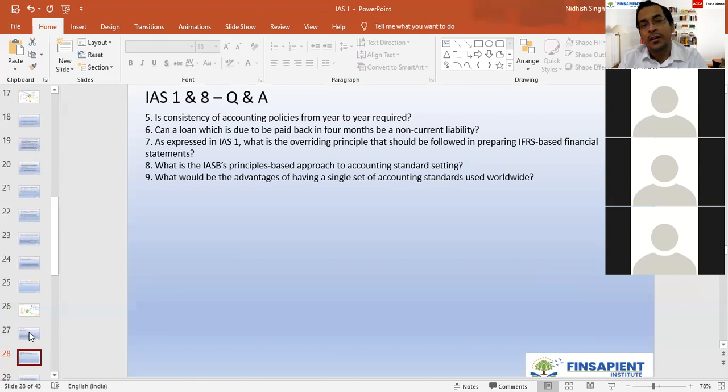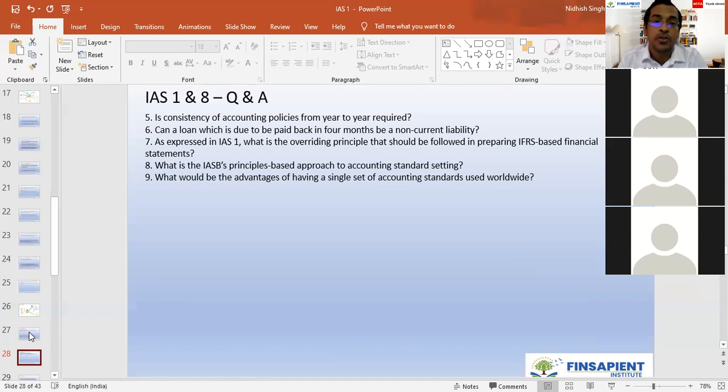Now here it is saying it should be substance over form. So whenever the IASB, suppose that you are sitting in the IASB board, and you're drafting the financial standards, what will be the one thing that you think, if I follow that one principle, everything will be right? So that's a simplified version of this question. What is the principle based approach to accounting standard setting? If you're setting up a new accounting standard, what will be the principle based approach?